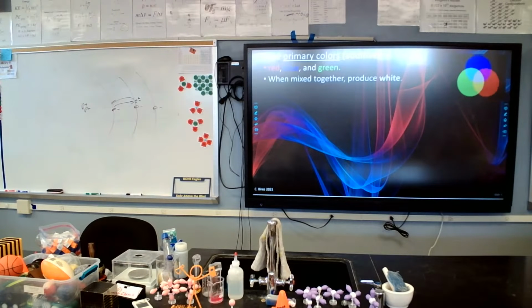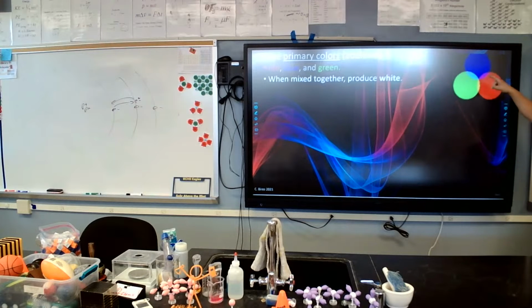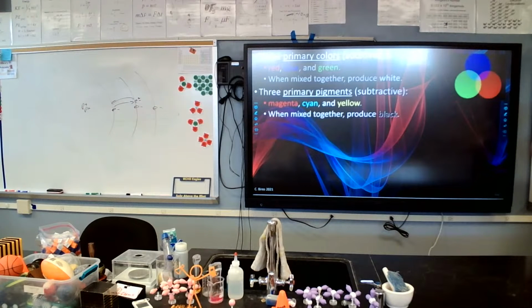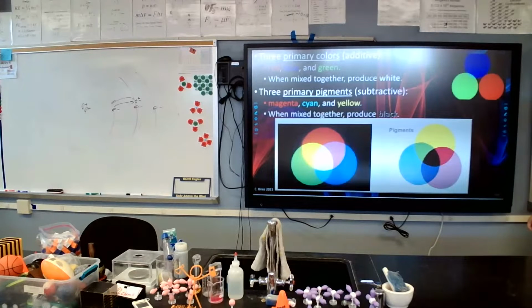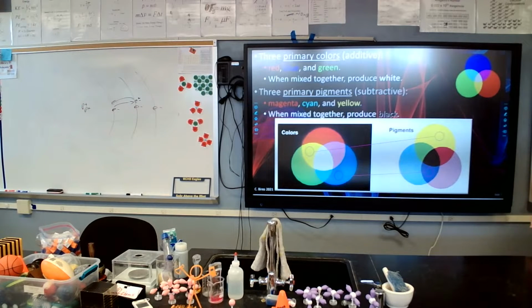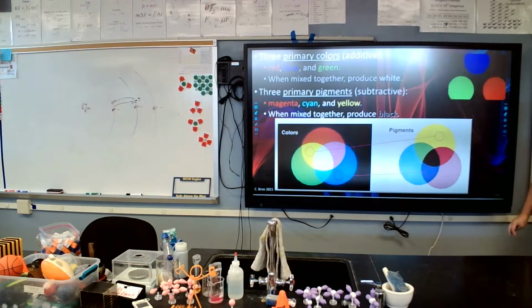Now, also kind of a fun fact, when you mix two primary colors together, you get what's called a secondary color. When you mix blue and green together, you get cyan. When you mix green and red together, you get yellow. And when you mix blue and red together, you get magenta. Those are called the subtractive colors, or the secondary colors, but they are also the primary pigments. Because when you remove them from white light, you get their corresponding color. It's kind of crazy. That's why they're called subtractive colors.